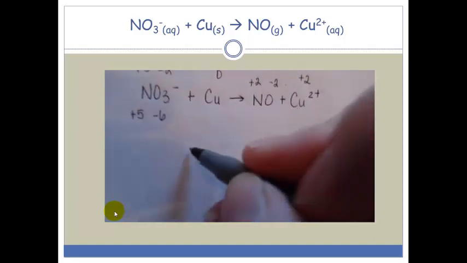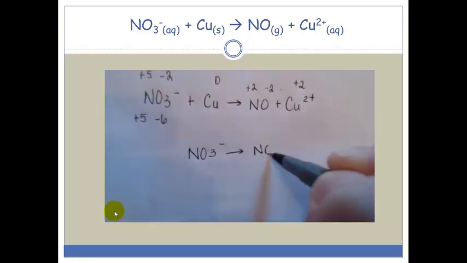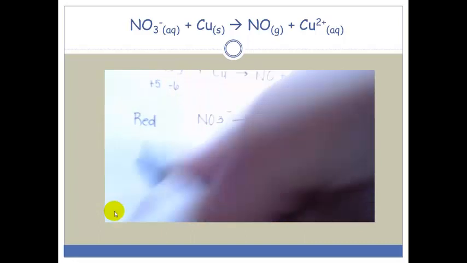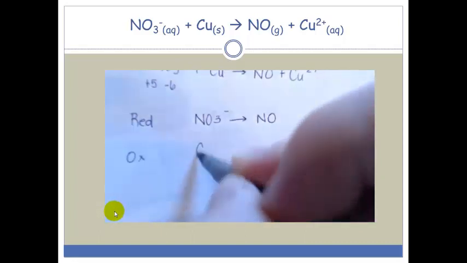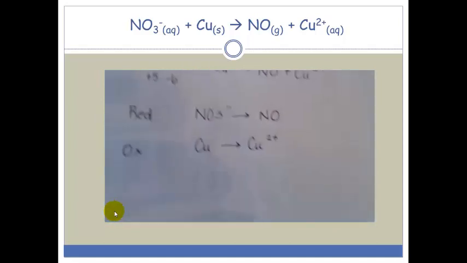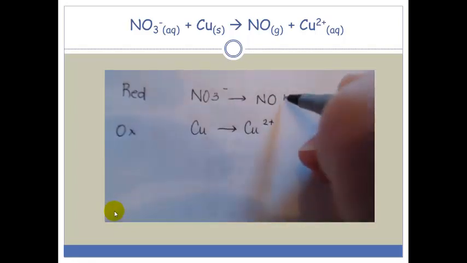So now we're going to split our equation apart. Nitrate is going to nitrogen monoxide because the N is what is changing. And we know N is going from +5 to +2, so it must be gaining electrons, so it's reduced. And copper is losing electrons because it's going from 0 to +2, so it's being oxidized. So that was step 2, writing our half equations.